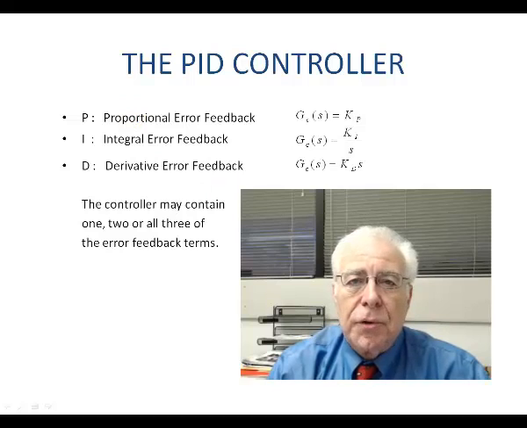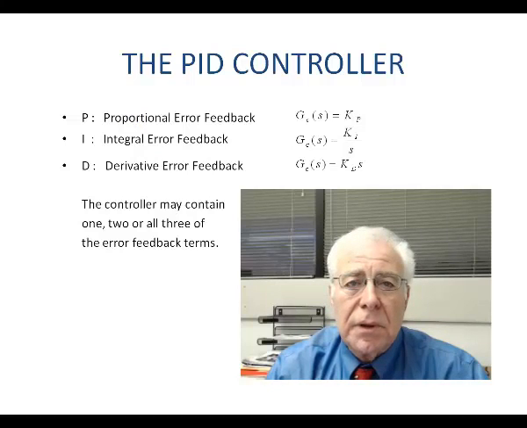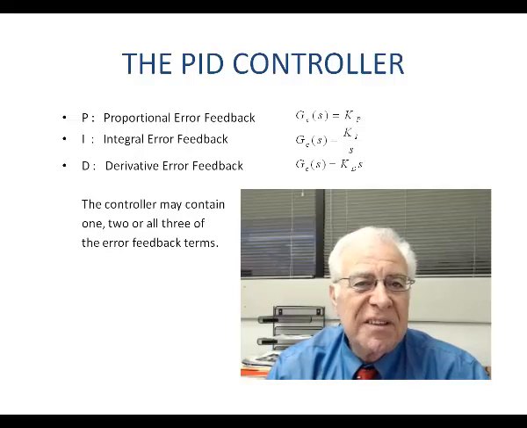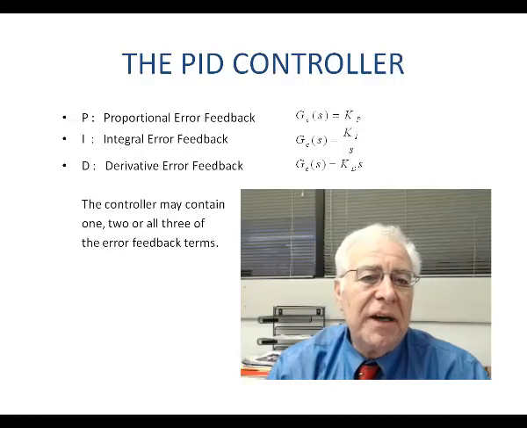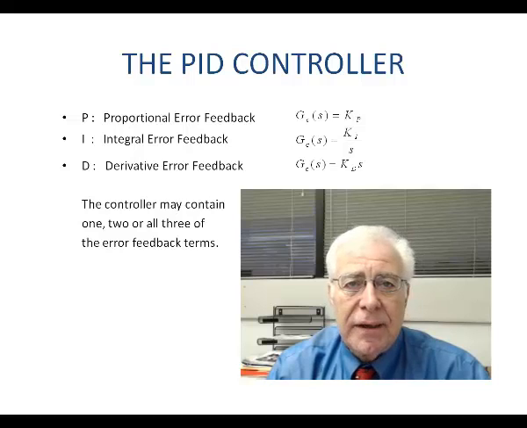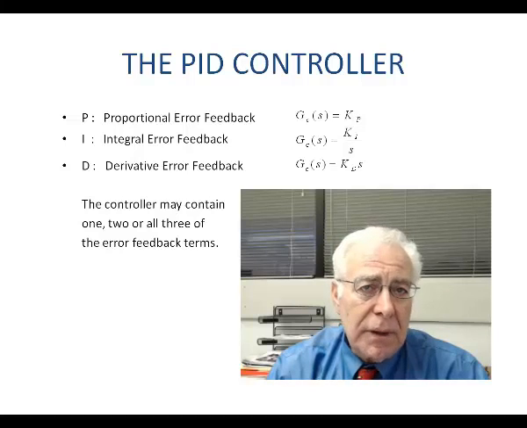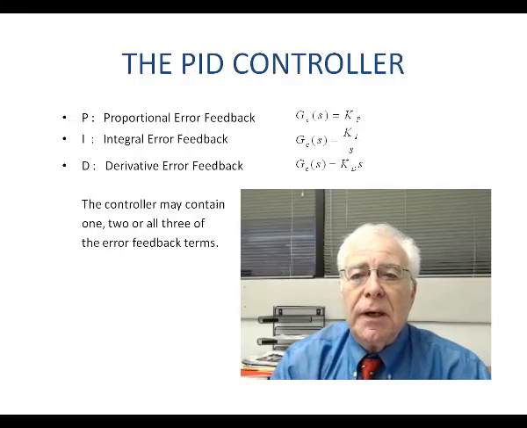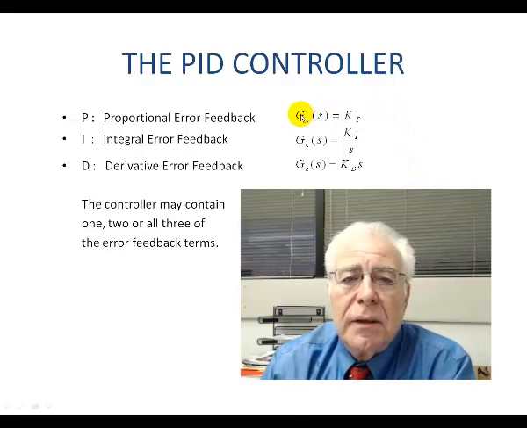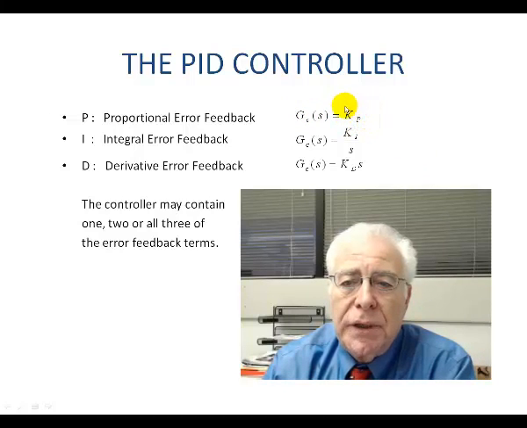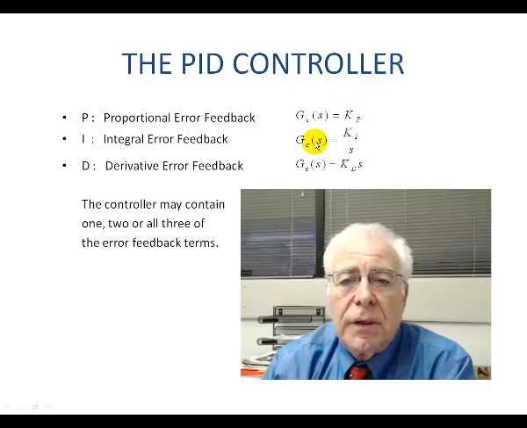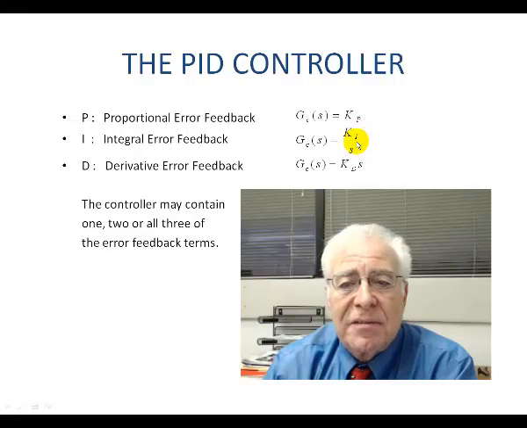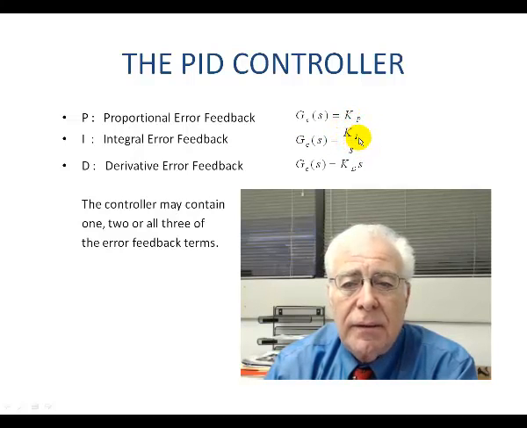The PID controller has three terms. Each term feeds back the error in some form. P stands for proportional error feedback, I for integral error feedback, and D for derivative error feedback. As you can see, the proportional error feedback has only a gain. The integral error feedback uses 1 over S multiplied by a gain that we call Ki.